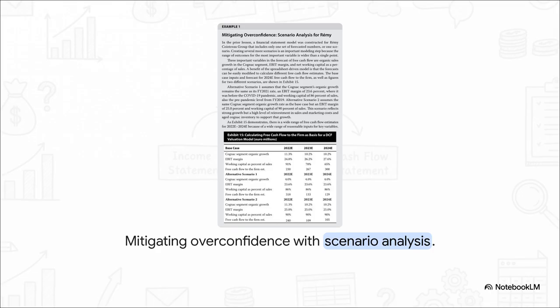Look at this breakdown for Remy Cointreau's free cash flow. Instead of relying on just one base case, we've modeled alternative scenario 1 and alternative scenario 2. By tweaking just a few variables like cognac organic growth and EBIT margin, you can see that the forecasted free cash flow for 2024 swings wildly from 300 million euros all the way down to 105 million euros. Mathematically forcing yourself to model those worst-case scenarios is exactly how you keep your overconfidence in check.